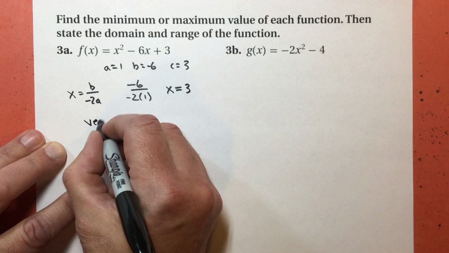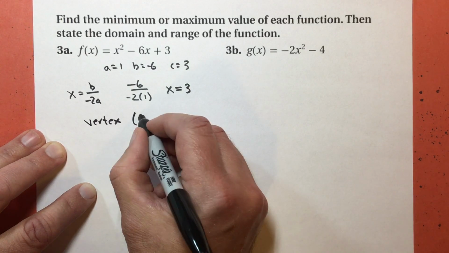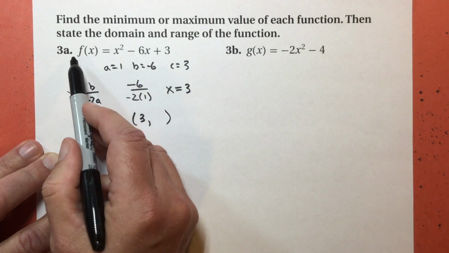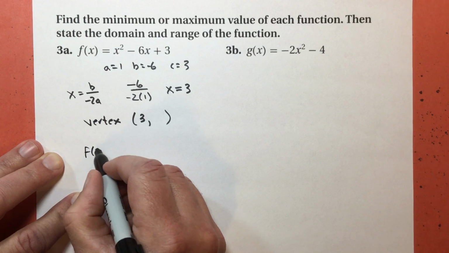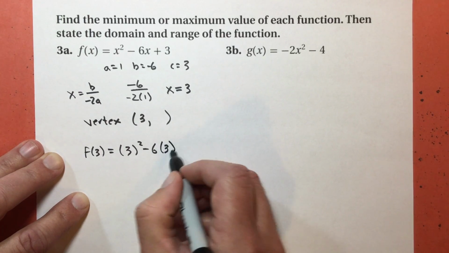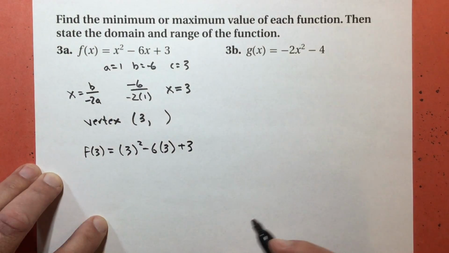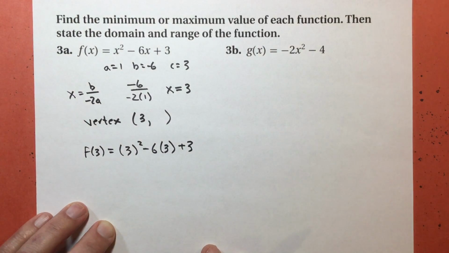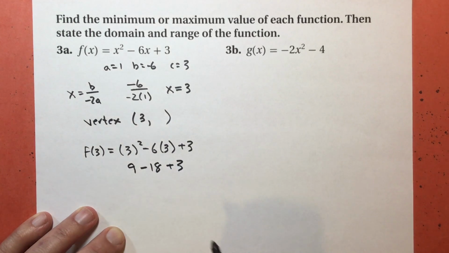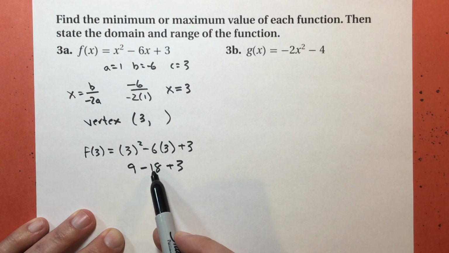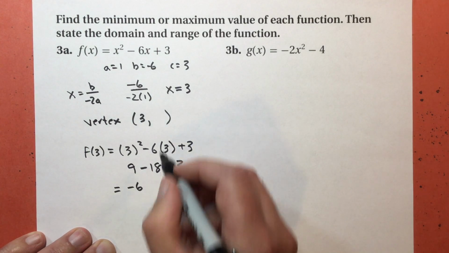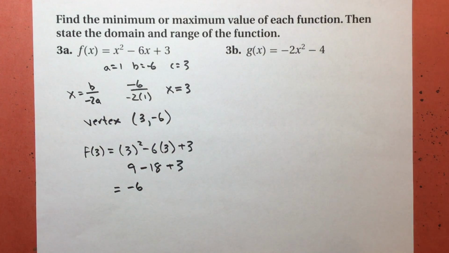My vertex uses that x value, 3. But now I need to find my y value. I take my function. I find f of 3. This is 3 squared, subtract 6 times 3, plus 3. To be honest, I'm not even going to waste my time with the calculator because I can do this one. This is 9, subtract 18 plus 3. 9 plus 3 is 12. 12 take away 18 is negative 6. So my vertex is 3, negative 6.